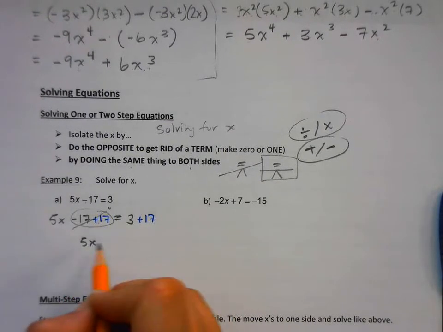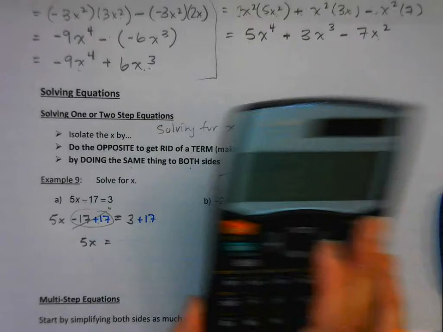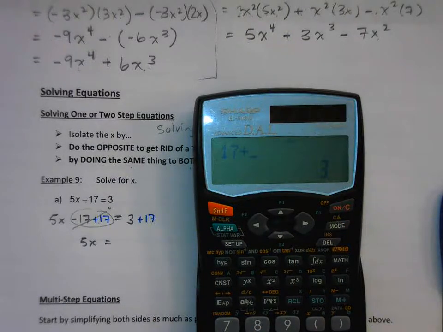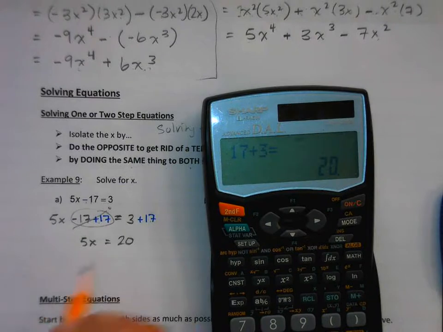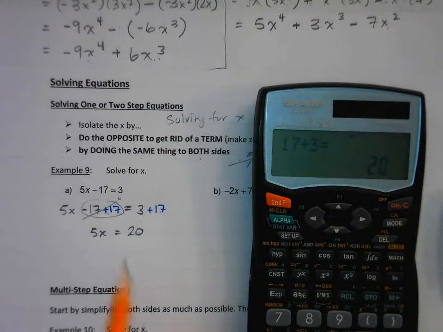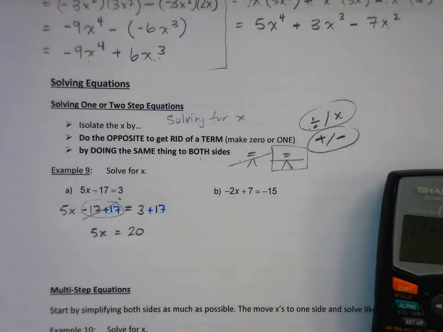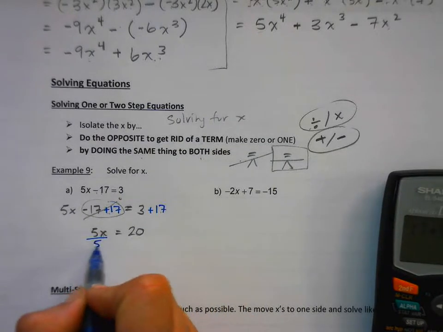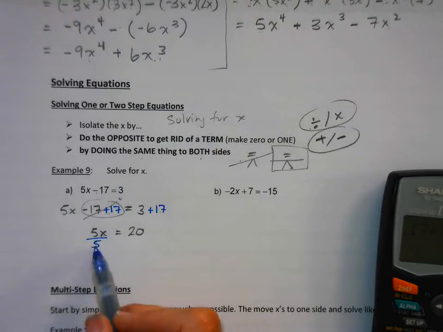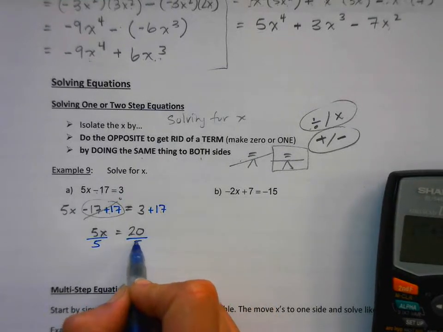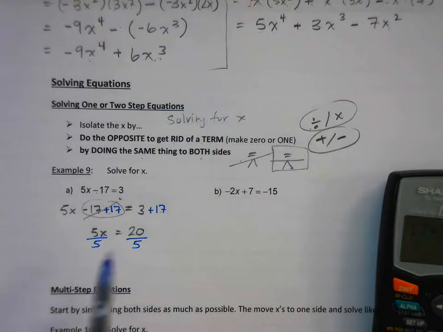So now I'm left with 5x, and on this side I have to do a little bit of math. 17 plus 3, that equals 20. Okay. So now I'm going to look at this and say, how do I get rid of the 5? I need to look and say, what's the 5 doing to the x? Well, in between here is multiplication. So the opposite of multiplication is division. So I'm going to divide by 5 because I want to get x by itself. And 5 divided by 5 is 1. But I better make sure that I do the same thing on both sides. So there I am dividing both sides by 5.